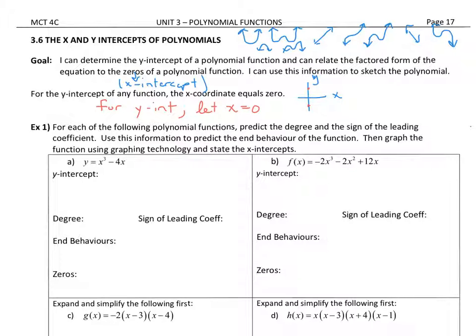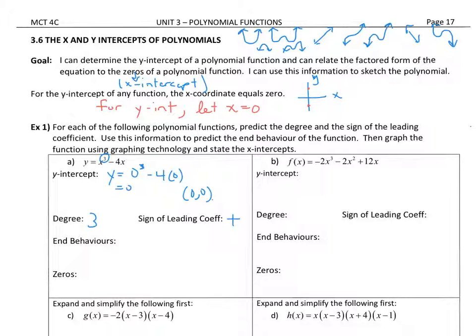All right, so here we are. For each of the following polynomial functions, state the degree and the sign of the leading coefficient. Use the information to predict the end behaviors of the function, then graph the function using graphing technology and state the x-intercepts. So this first one, if I want the y-intercept, I'm going to let x equal 0. We're going to have x cubed minus 4 times 0, which overall is equal to 0. So our y-intercept is going to be at 0, 0. Our degree for this one is 3, and the sign of the leading coefficient is positive.